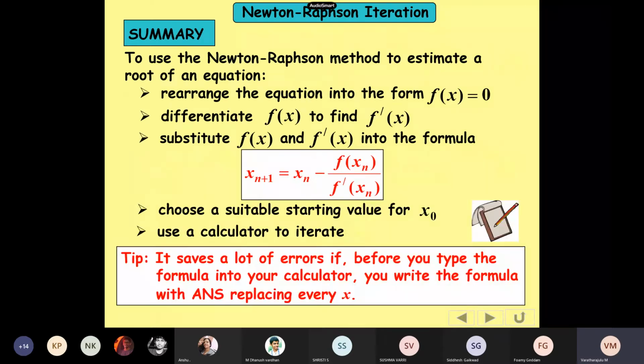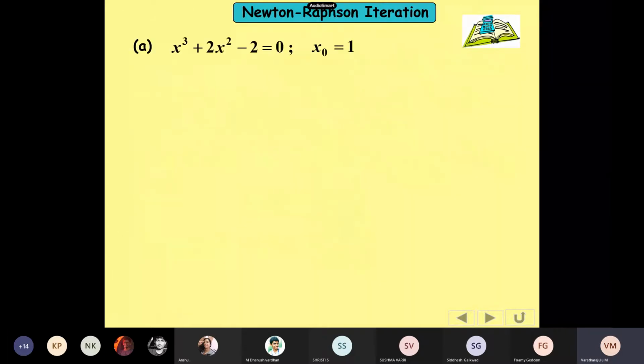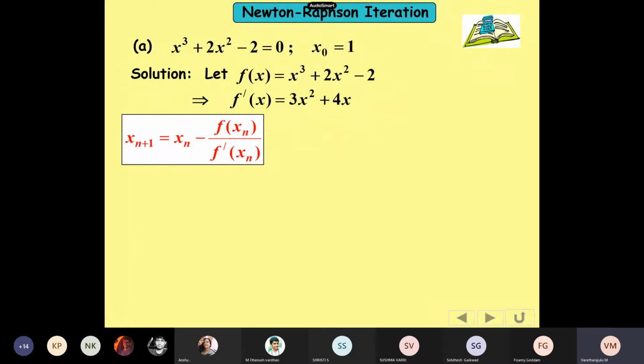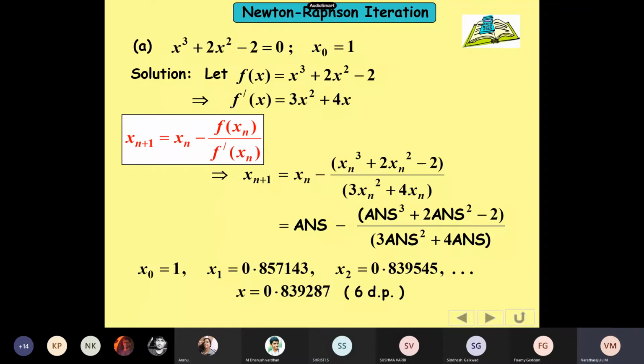I'll explain with the graphical representation. These slides are obtained from open source, and you can find similar content there. This is the answer for 2A, which we solved at the end of yesterday's class. x1 is 0.87857143, and x2 is 0.839545. In the third and fourth approximations we get the same result with 6 decimal places, 0.839287. That is our result.